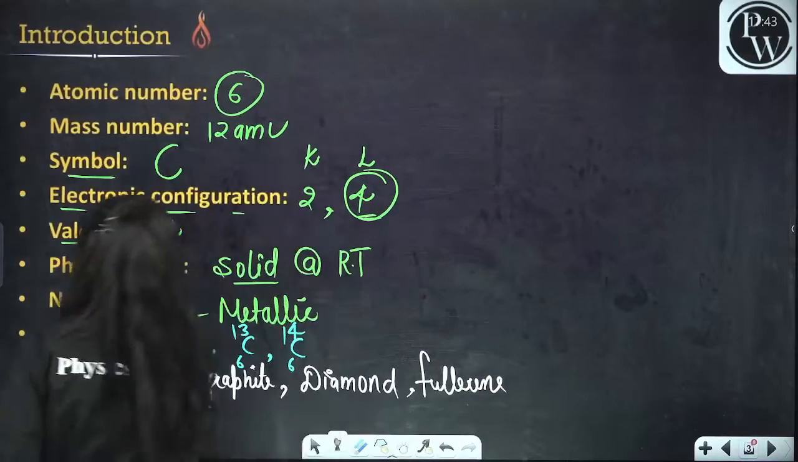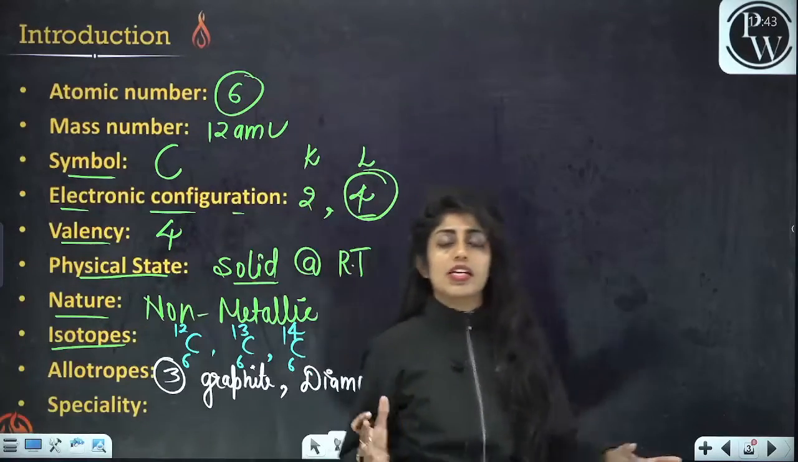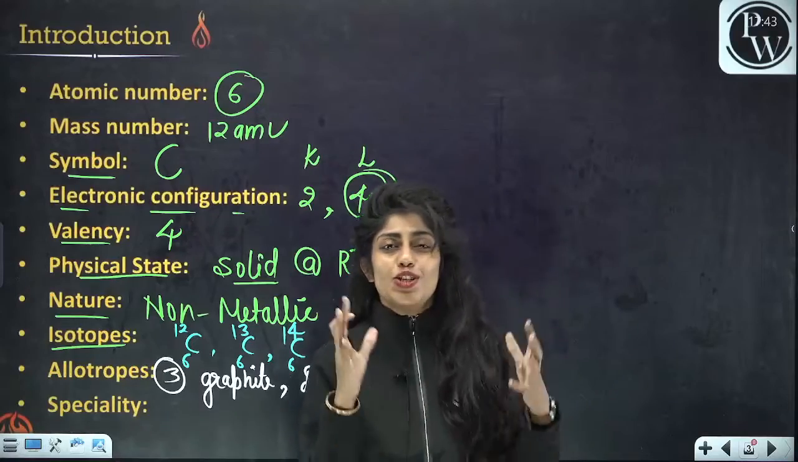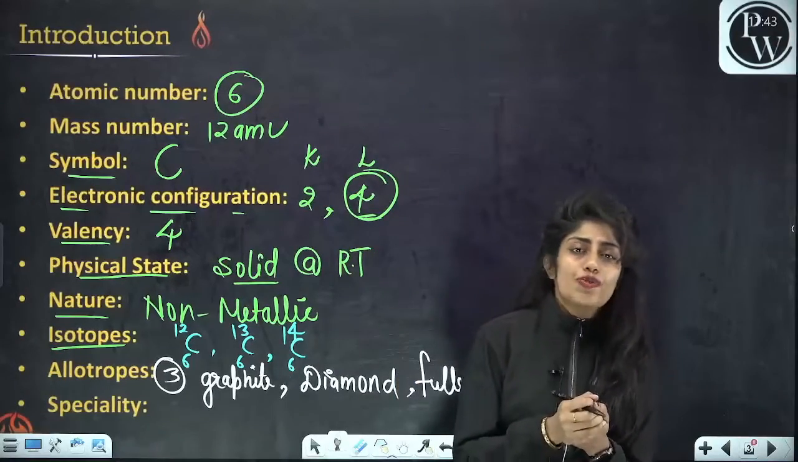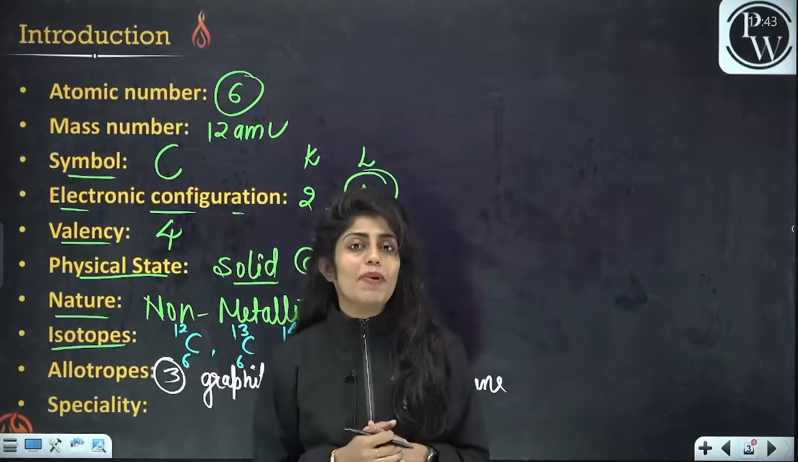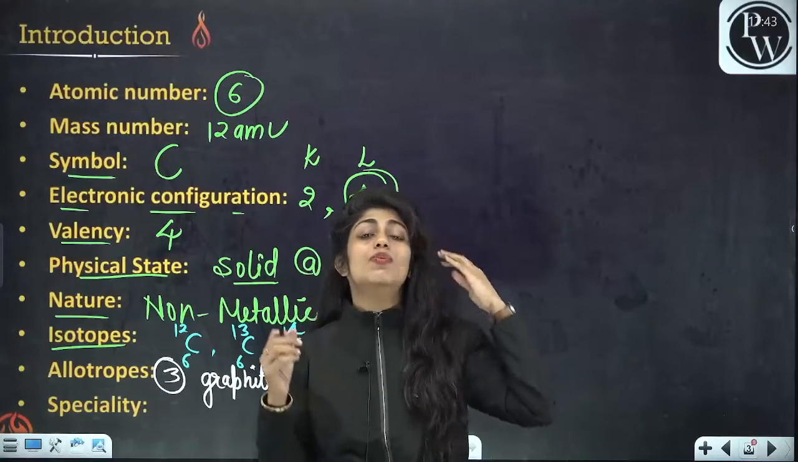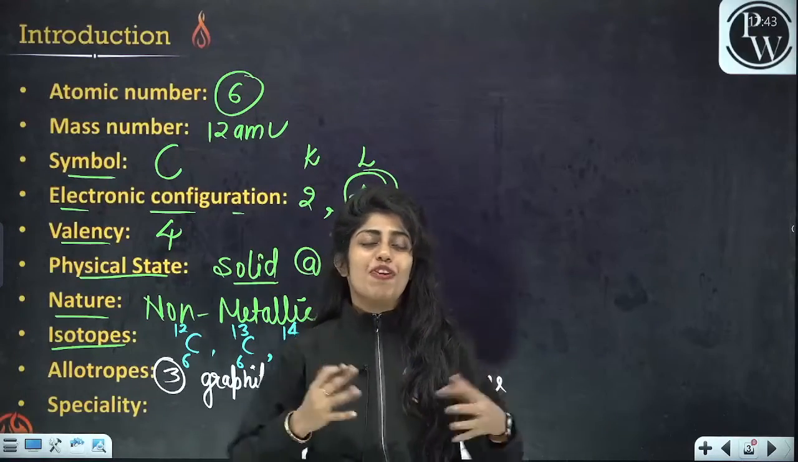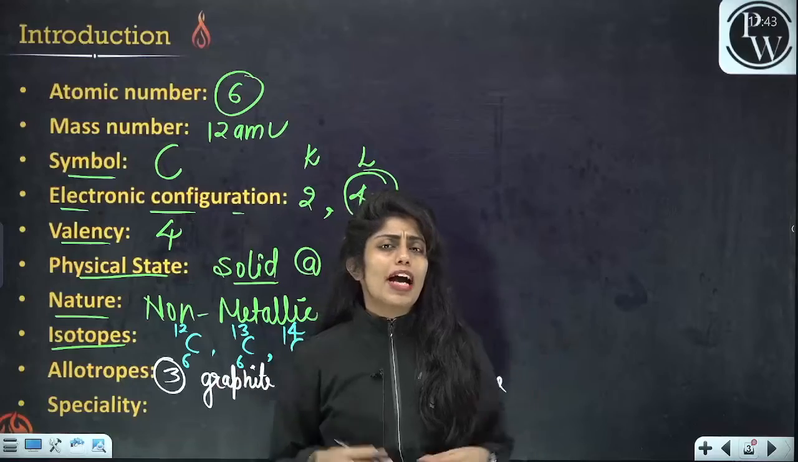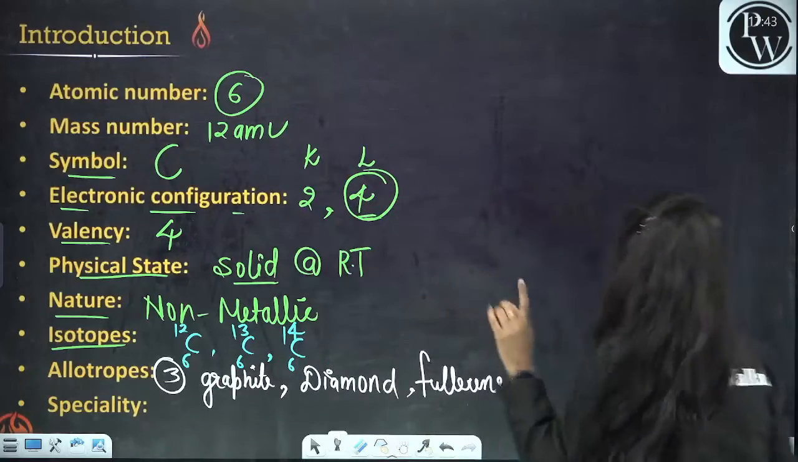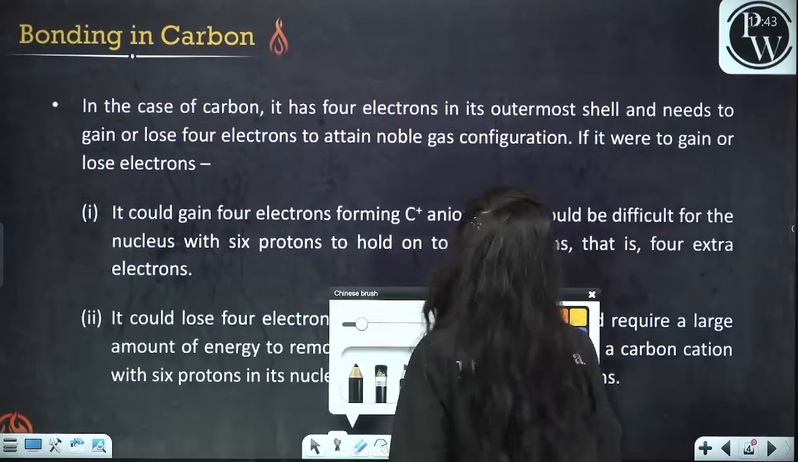Next is the speciality. What is special about carbon? That's the versatile nature of carbon. We will know about it more and more because it is one of the important and favorite questions of the examiner. Why is carbon versatile in nature? If you know it, do let me know in the comments.